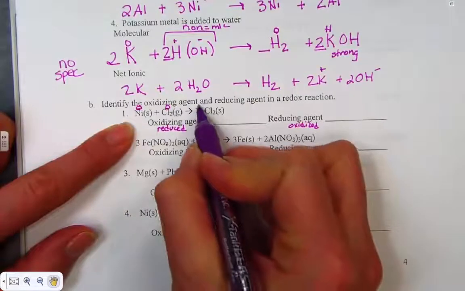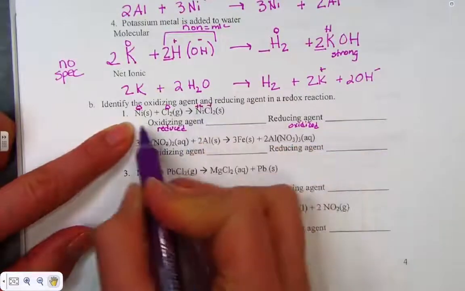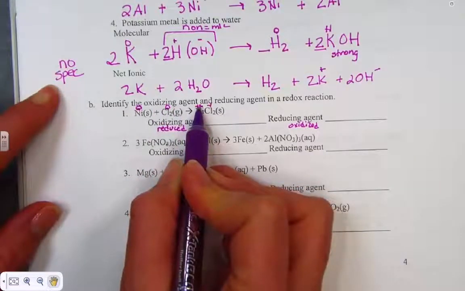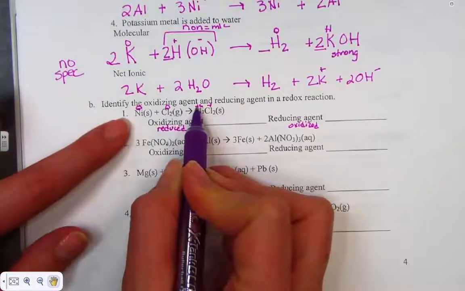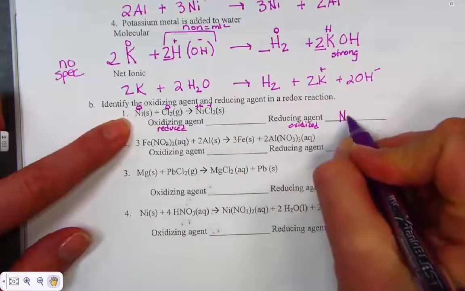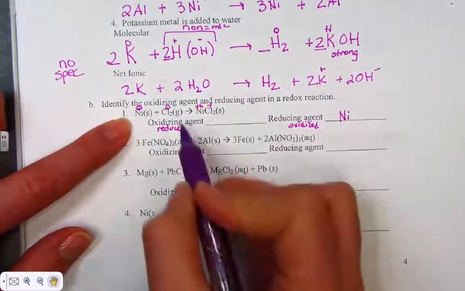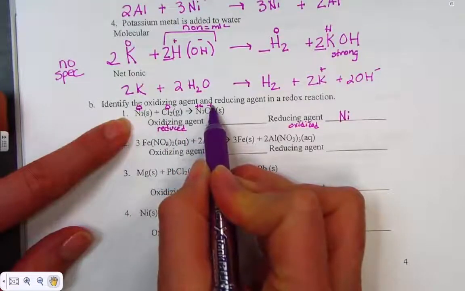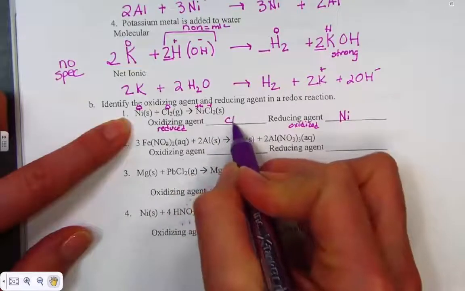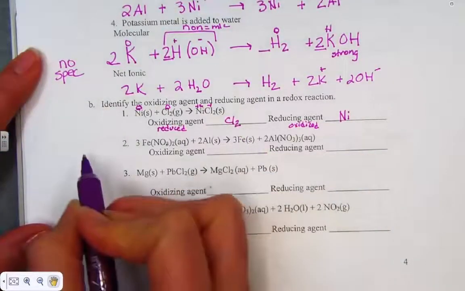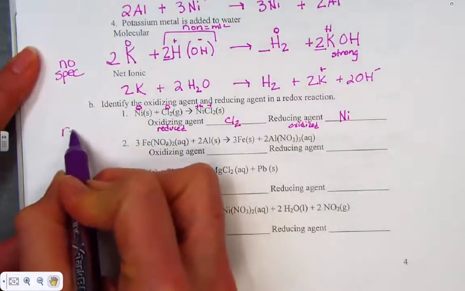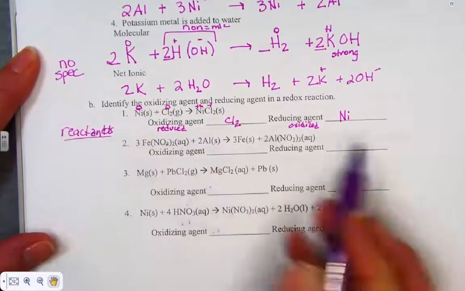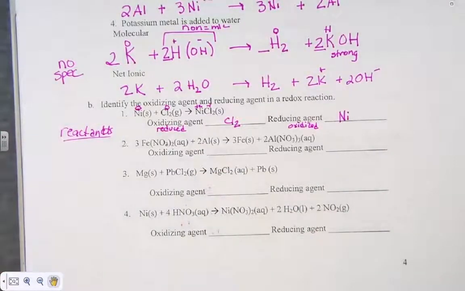On the product side, they hooked by charge. Nickel went from a 0 to a +2. It is being oxidized. Therefore, it is the reducing agent. Chlorine was a 0, went to a -1. It is being reduced. Therefore, it is the oxidizing agent. Remember, agents are always the reactants coming from the left side of the arrow. Never pick a product to call it an agent.